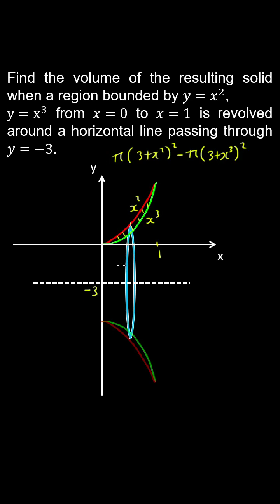And then we give the washer a thickness in the horizontal direction, so that gives the volume of the washer. And then we integrate from x equals 0 to x equals 1, and that gives us the volume of the solid.